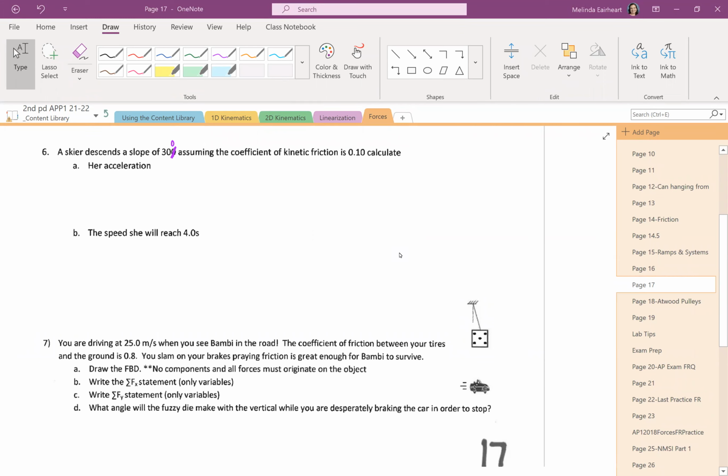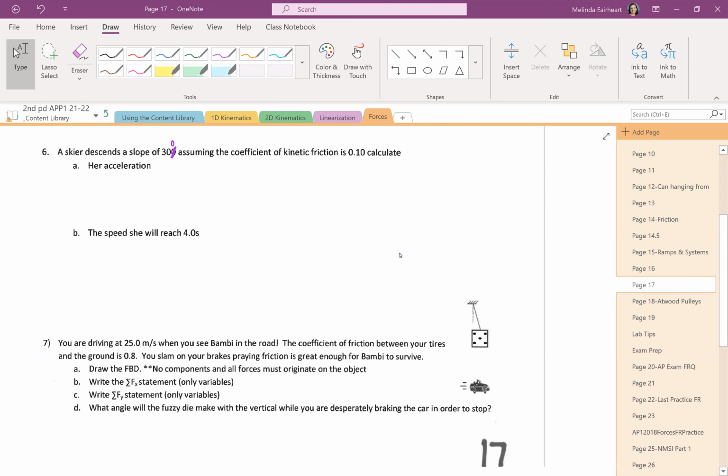Okay, so bottom of page 17, we've got a couple questions here. Number 6, a skier descends a slope, and FYI, it should be 30 degrees. We forgot to superscript that last 0. So the slope, the ramp, is a 30-degree angle. We'll assume it's with the horizontal axis, as is the norm.